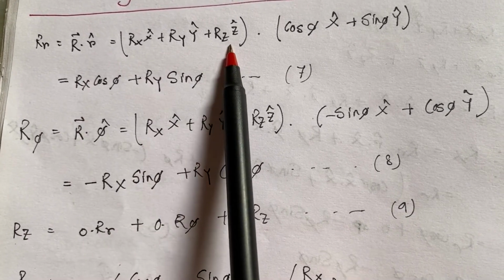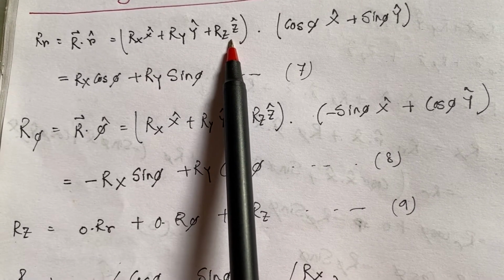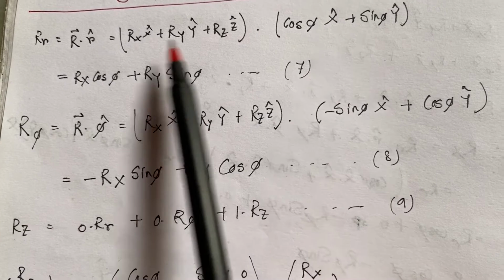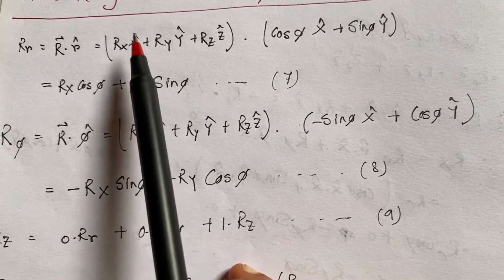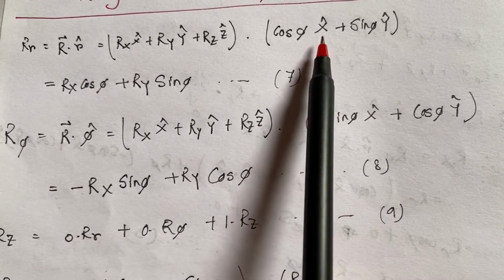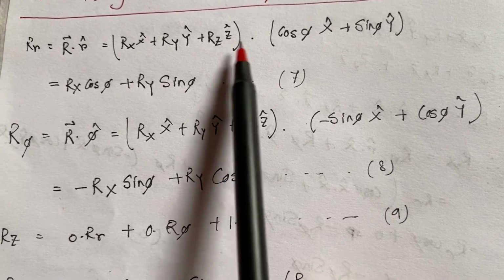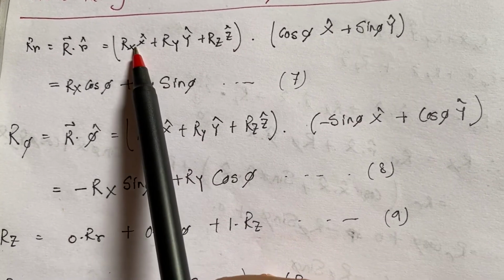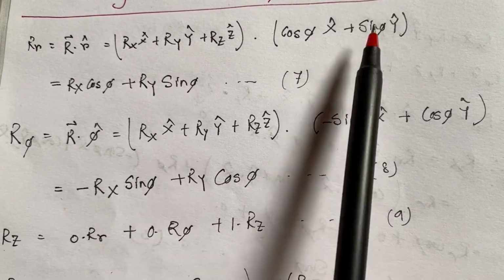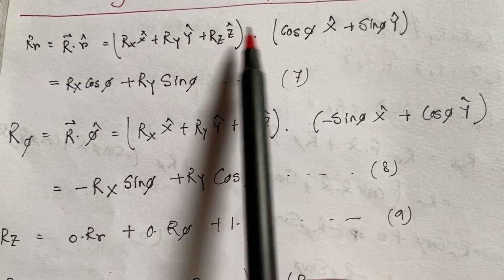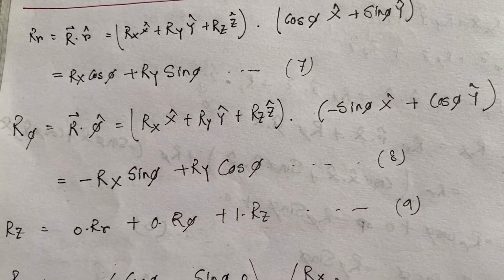This is the R value, expression of R in the rectangular Cartesian coordinate system. This is the value of r hat. I have obtained equation 7 because x dot x will give me Rx, otherwise x dot y will give me 0, x dot z will give me 0. Similarly, y dot x gives me 0 because of orthogonality, y dot y will survive only. This z hat dot y hat will vanish also because of the orthogonality.